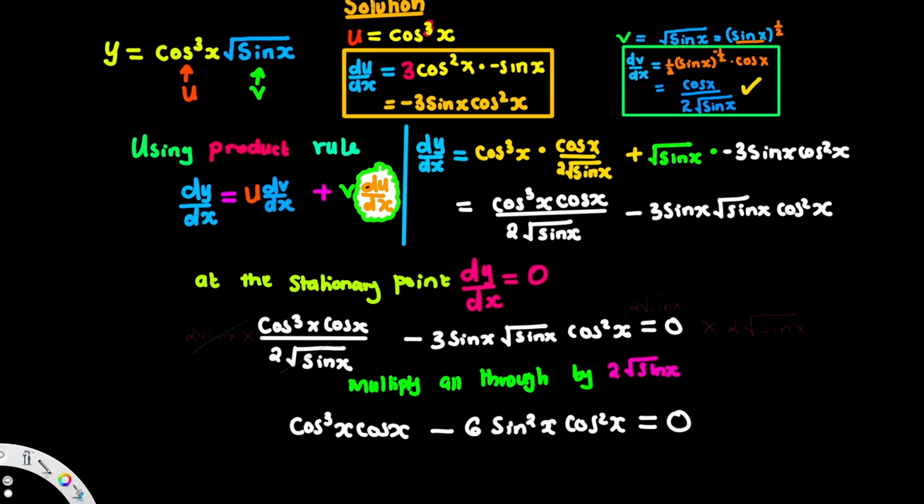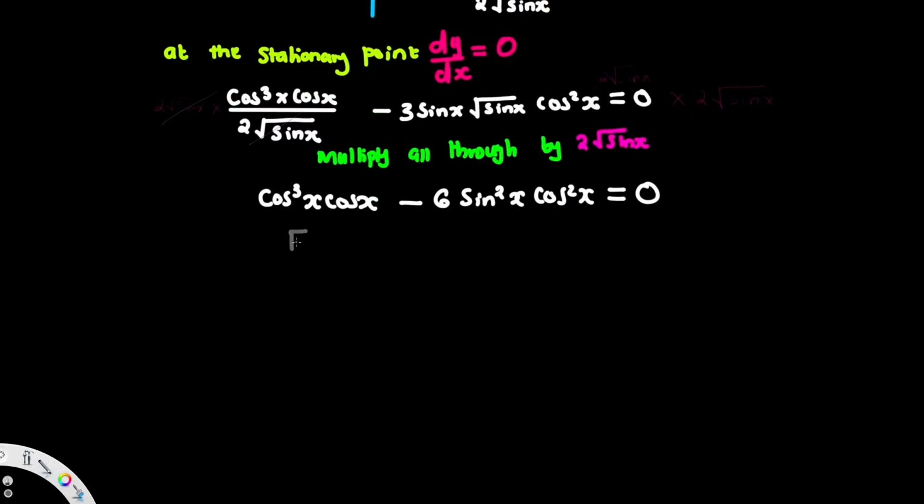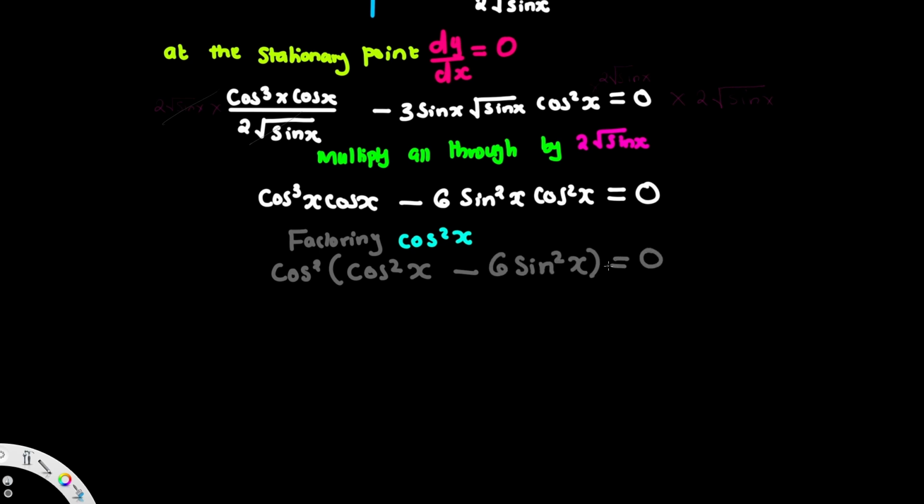Now, what you need to remember is that we can factor cos squared x out, so that we remain with cos squared x minus 6 sine squared x. So we have this equation, which means cos squared x will be equal to 0, or cos squared x minus 6 sine squared x is also equal to 0.